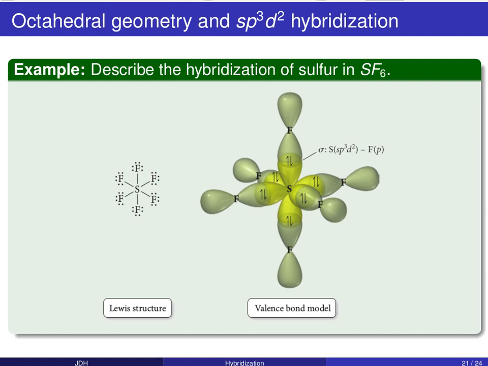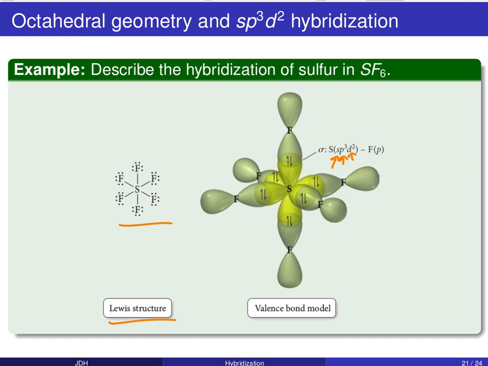Similarly, if we have an octahedral structure like sulfur hexafluoride, once again, we draw that Lewis dot structure. We see that we have an octahedral geometry, so we say, well, in order to account for an octahedral geometry, I now need an s, all 3 p's, and now 2 d orbitals, right? And our bonding interactions are described as illustrated here on the screen.